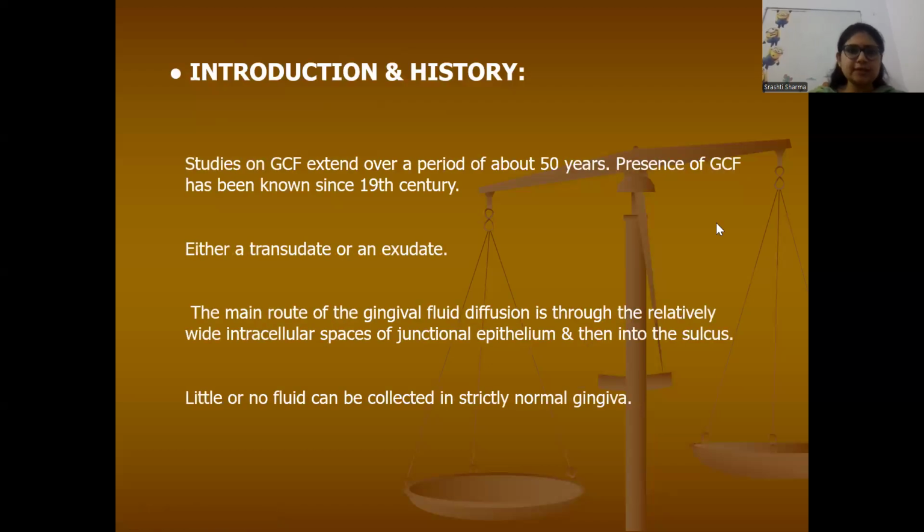So GCF studies extended over a period of about 50 years. Presence of GCF has been known since the 19th century. It is either a transudate or an exudate. This is a question. The main route of the gingival fluid diffusion is through the relatively wide intercellular spaces of the junctional epithelium and then into the sulcus. Little or no fluid can be collected in strictly normal gingiva.